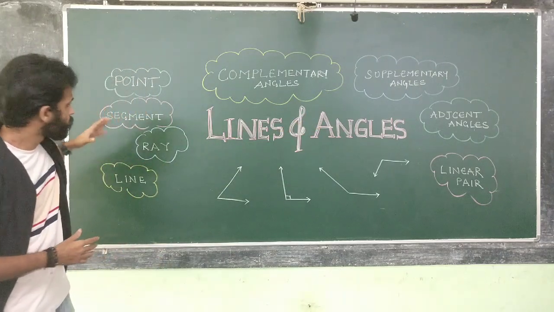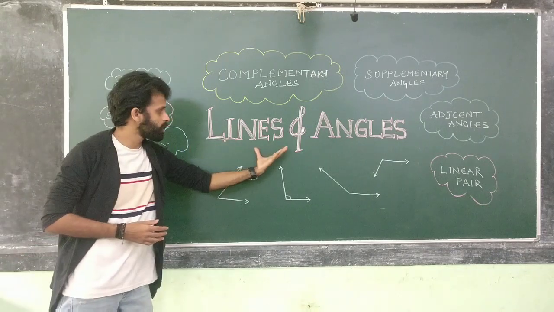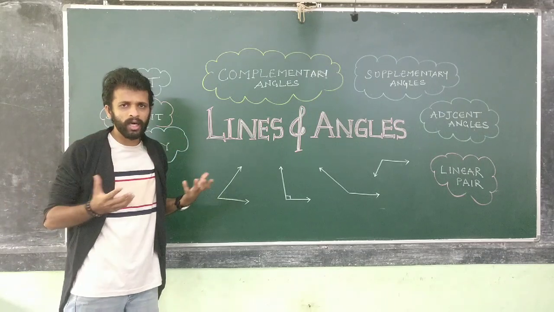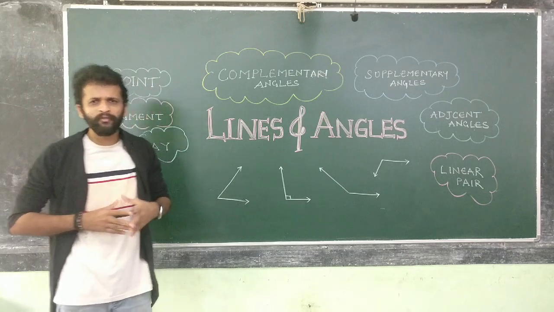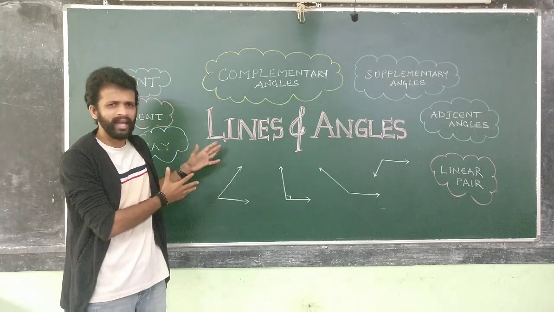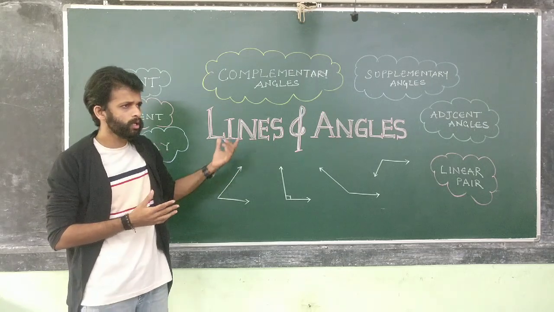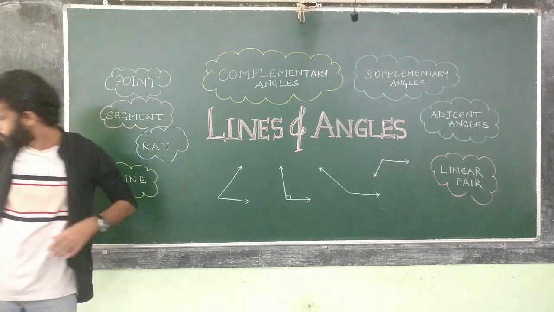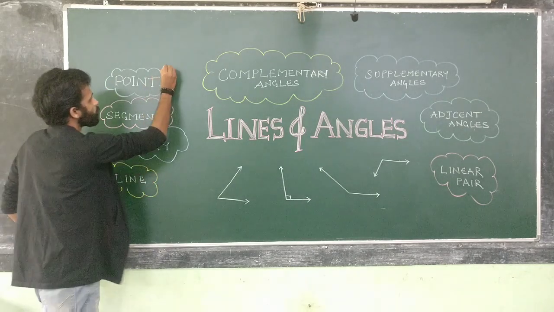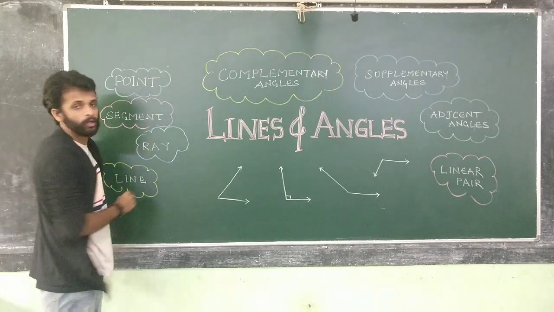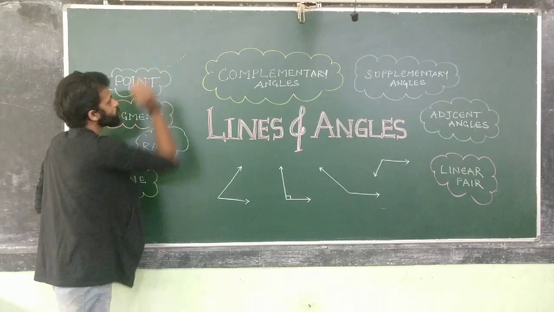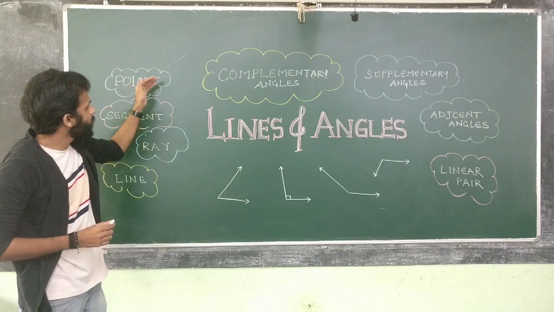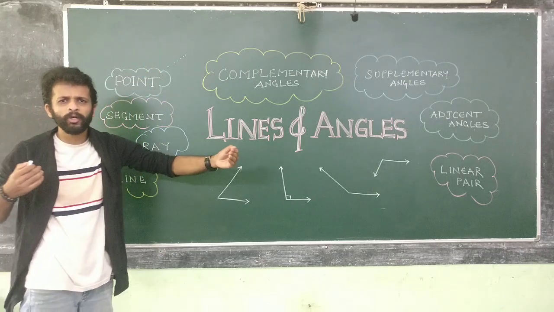Now, how did this line originate? Or rather, you can say, how did it all start? In your lower classes, you have already studied about a line and angle. But line is nothing but a number of points put together. So I can have a point, another point, and keep putting them together. What I will get is a line. So a line is basically n number of points put together.